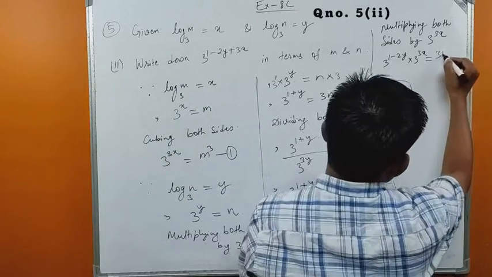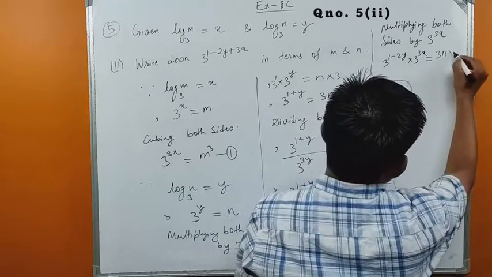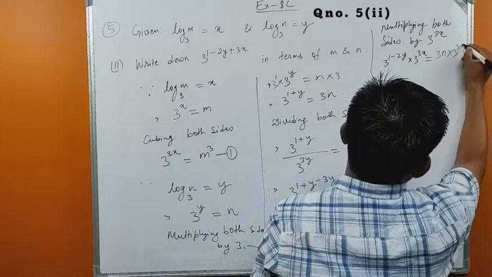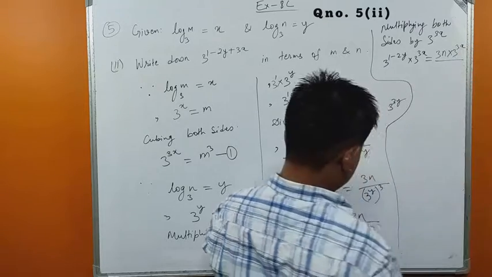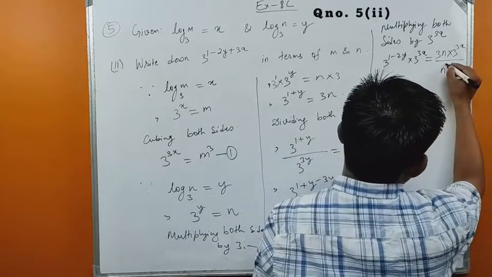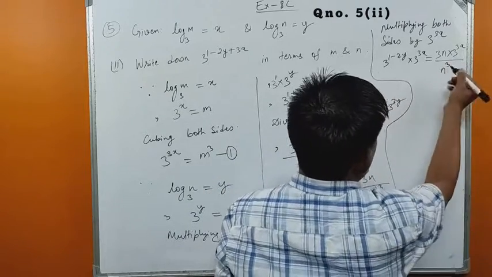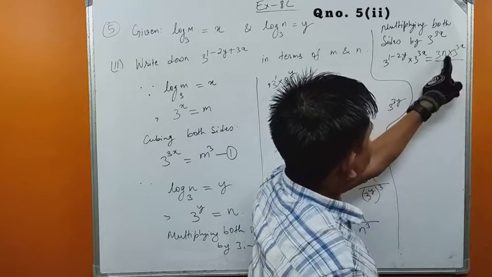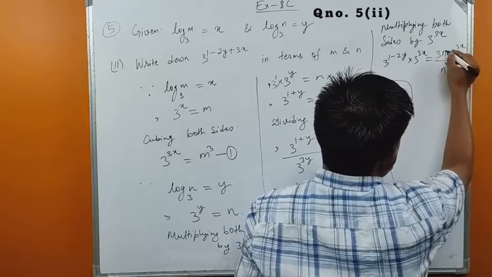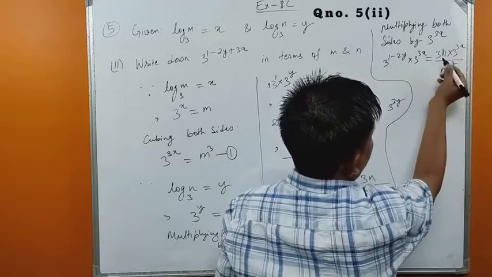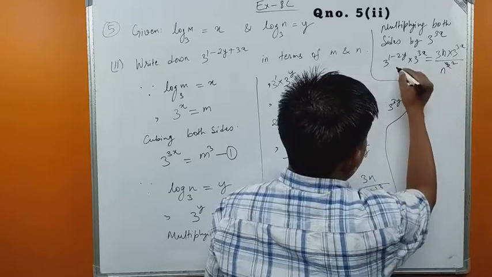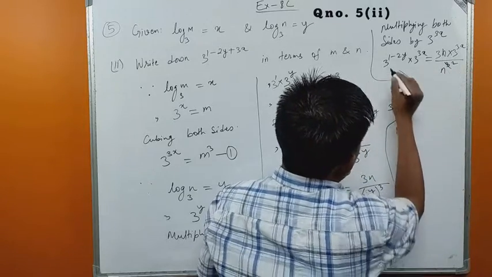3n into 3 to the power 3x, isn't it? 3x whole upon n cube, okay? So this n cubed and n can be cancelled, isn't it? So here we have n square, here this n is gone. So 3 into 3 to the power 3x upon n square, isn't it? So let me continue here, okay?